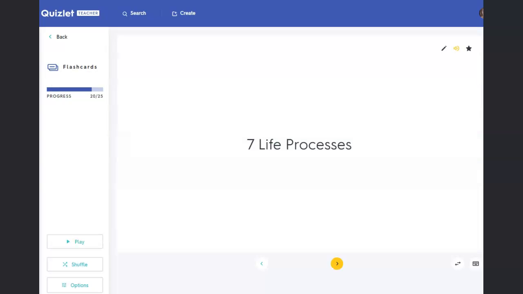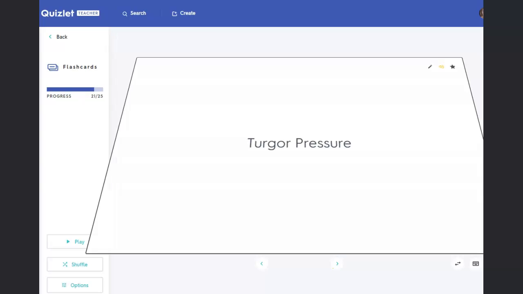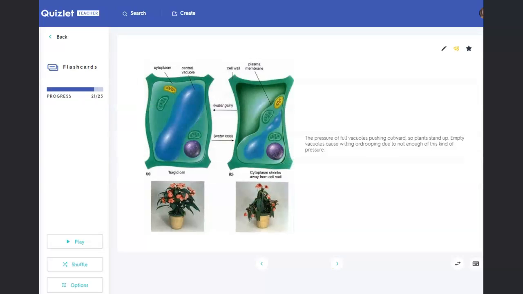Turgor pressure. The pressure of full vacuoles pushing outward so plants stand up. Empty vacuoles cause wilting or drooping due to not enough of this kind of pressure.